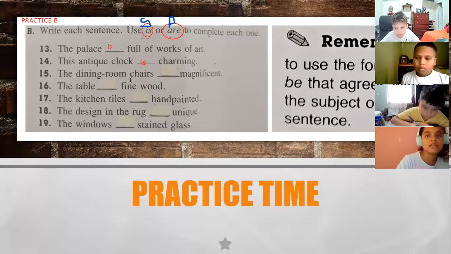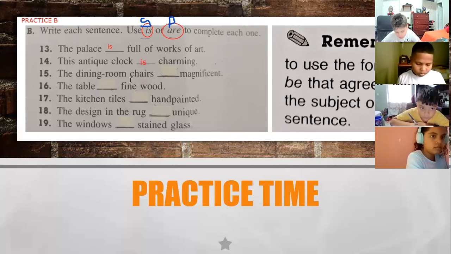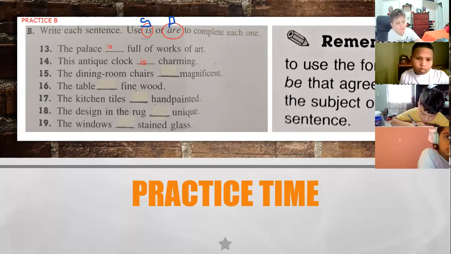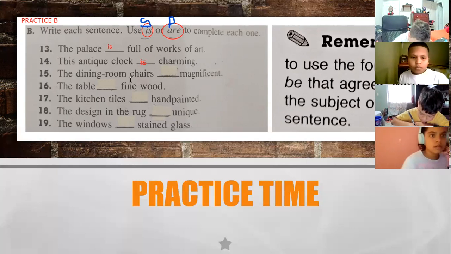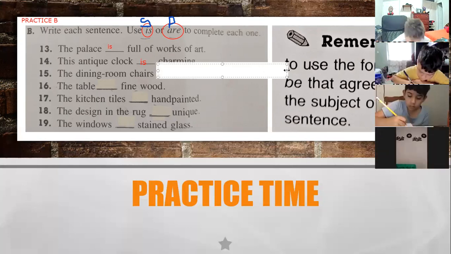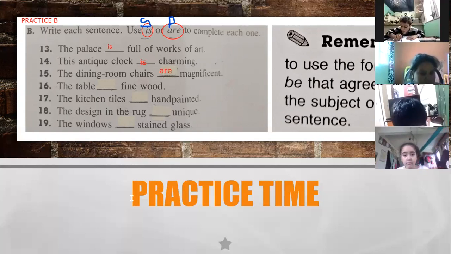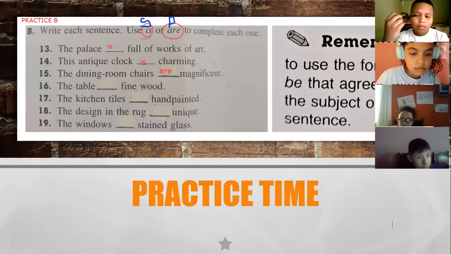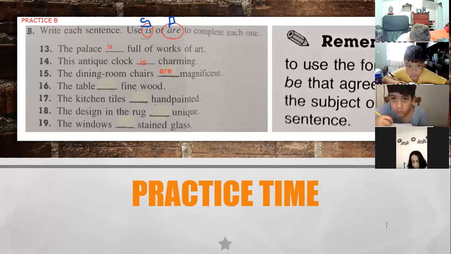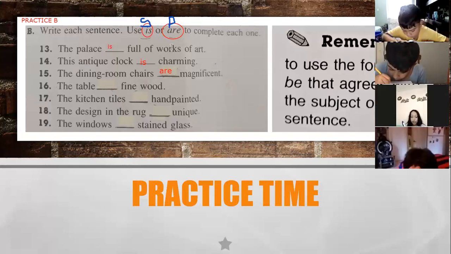Yes, of course, copy the sentences. The next one. The dining room chairs. Plural. Are. So that's your clue. Your clue is in the subject. If the subject is singular, you use is. If the subject is plural, you use are. That's your clue. It's not difficult.